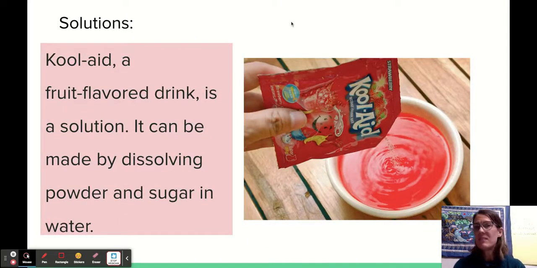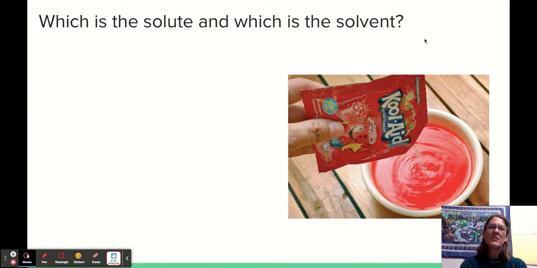Some other solutions might be like Kool-Aid, a fruit-flavored drink. It's a solution, and it can be made by dissolving powder and sugar in water. I'm sure a lot of you have had it many times. Now, which is the solute and which is the solvent when we make Kool-Aid? Take a moment to think about it and try to answer in your head.